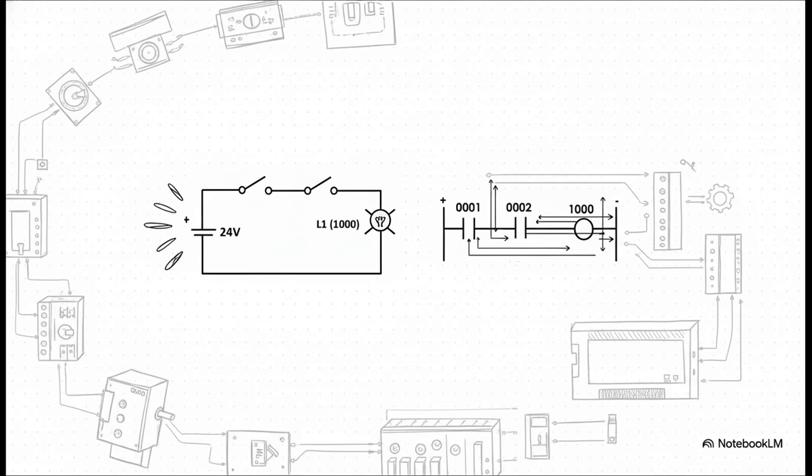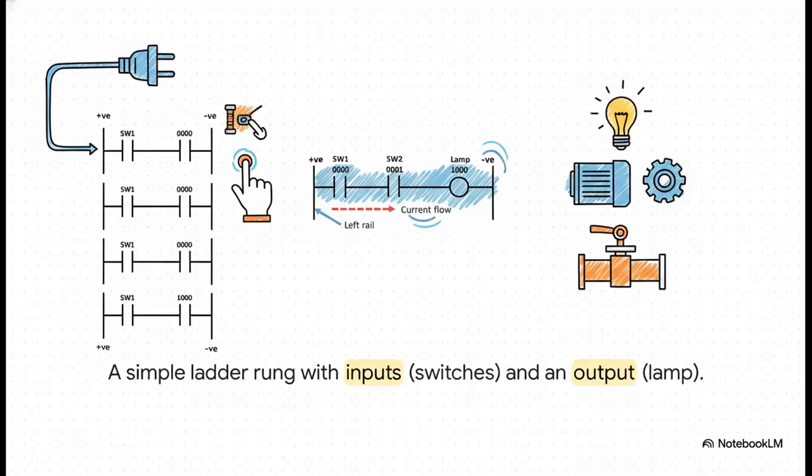Now, the absolute genius of ladder logic is that it was designed to be super intuitive, especially for the electricians and technicians who are already out there working with physical control panels. I mean, look at this. On the left, you've got a classic hardwired electrical schematic. And on the right, that's the same exact logic, just written out in ladder logic code. It looks just like the circuits they already knew, which made switching from old-school relays to PLCs a whole lot easier.